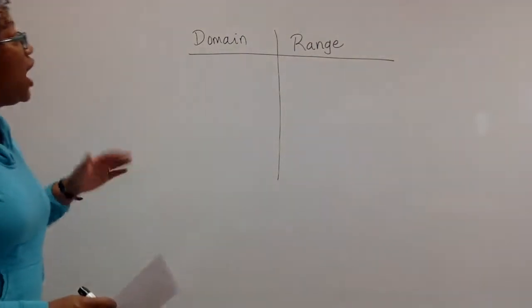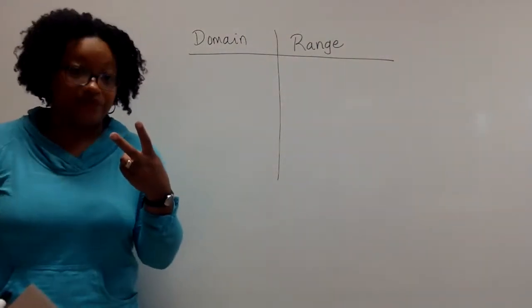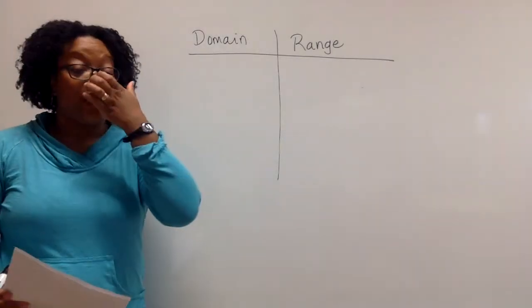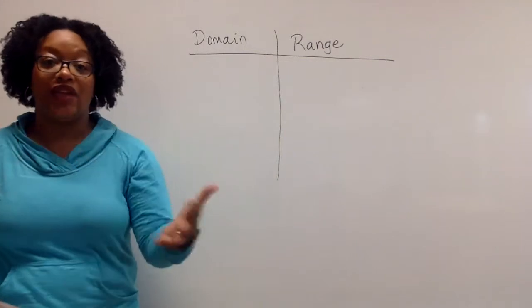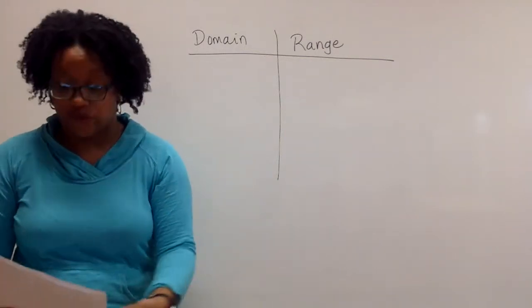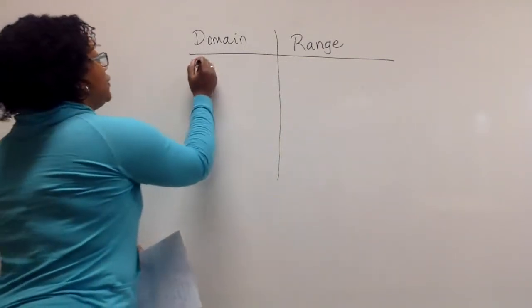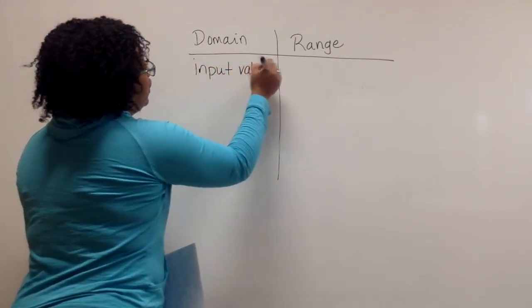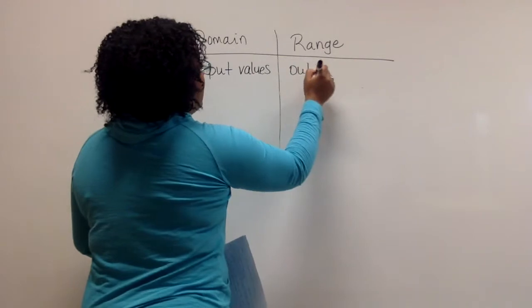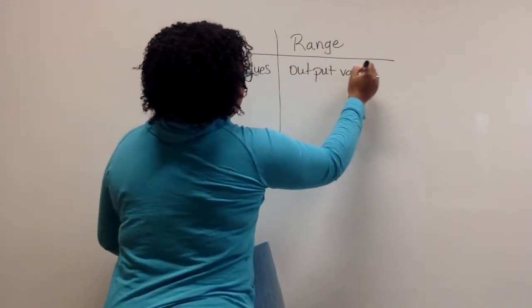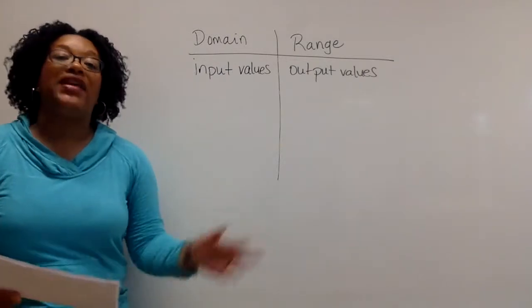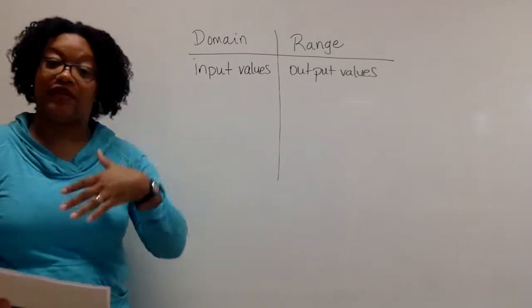Okay, so I already used two words in your notes right above to describe the domain and range, and those were input and output. If you can recall, I said that the domain would be your input values, and your range will be your output values. Okay? So, other words that you can use pretty much say the same thing. They're both domain or range.